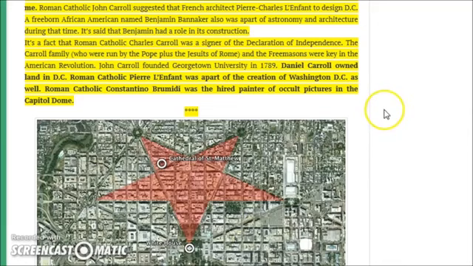John Carroll founded Georgetown University in 1789. Daniel Carroll owned land in D.C. Roman Catholic Pierre L'Enfant was a part of the creation of Washington, D.C. as well. Roman Catholic Constantino Brumidi was the hired painter of occult pictures in the Capitol Dome.